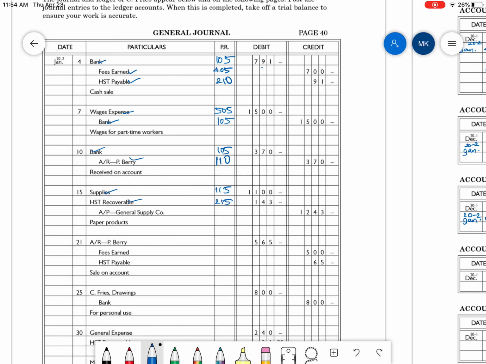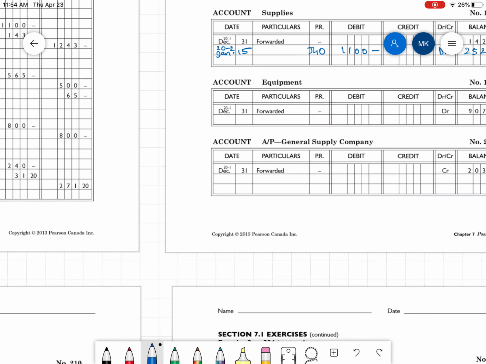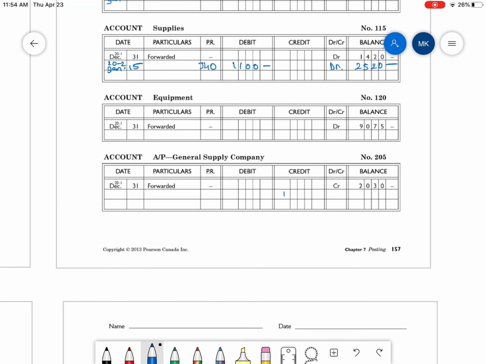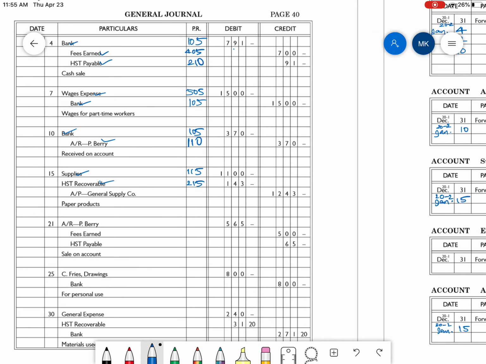Okay, and next you have accounts payable general supply company 1243 credit, right? So 22 January 15th, PR is J40, 1243 credit. It already had a credit of 2030. Now you have 1243 credit, so when you add this, that would be 3273. Okay, this is 205, so you go to accounts payable and write 205. This is done, right?